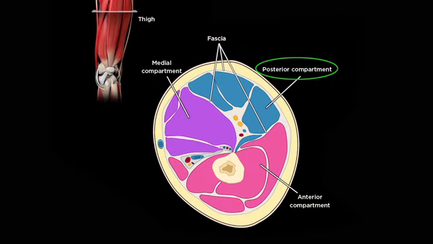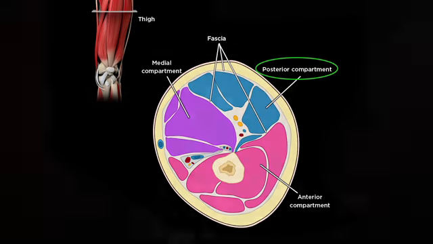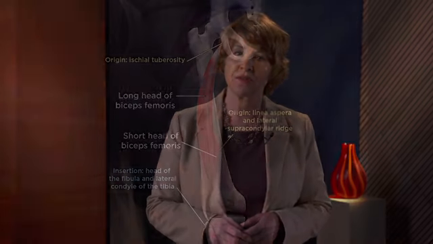The remaining muscle compartment is the posterior thigh. It contains the three hamstrings, semitendinosus, semimembranosus, and the biceps femoris. Each of the hamstrings take origin, all or in part, off the ischial tuberosity, but they differ in their insertions.